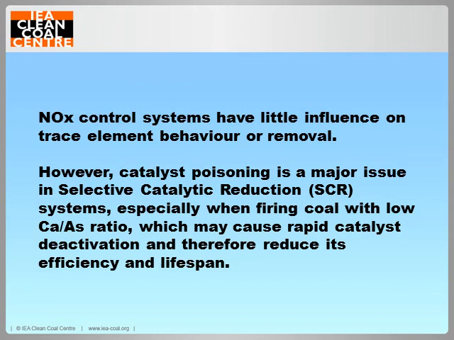Selective catalytic reduction is the most widely used technology to reduce NOx emissions following combustion in a coal-fired power plant. These systems have been found to have some impact on mercury emissions, but the consensus is that NOx control systems have little influence on trace element behavior or removal. However, catalyst poisoning is a major issue in SCR systems, especially when firing coal with low calcium to arsenic ratio, which may cause rapid catalyst deactivation. NOx emissions abatement and control, including catalyst poisoning, is also discussed in detail in several IEA Clean Coal Center publications.